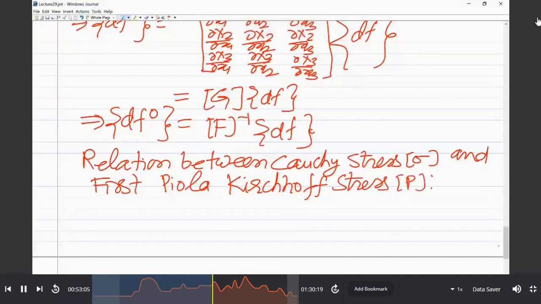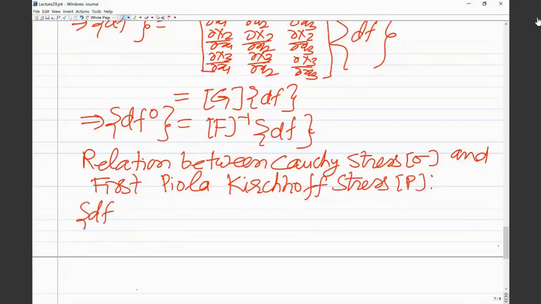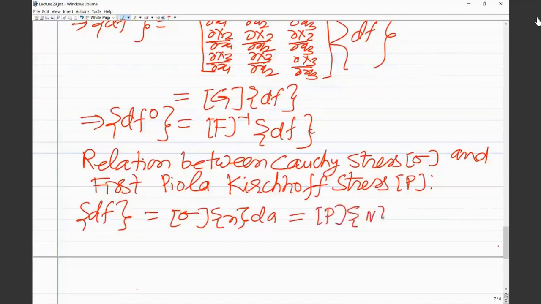So we want to relate these two tensors. Now our starting point is this force dF. We know that dF in terms of the Cauchy stress tensor is written as sigma into the current area n da, and this same dF can be used for defining the first Piola-Kirchhoff stress tensor. So this same dF can be written as P into N dA, and we have derived Nanson's relation.